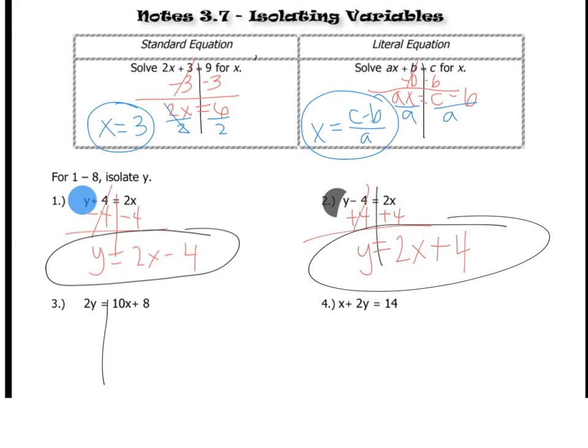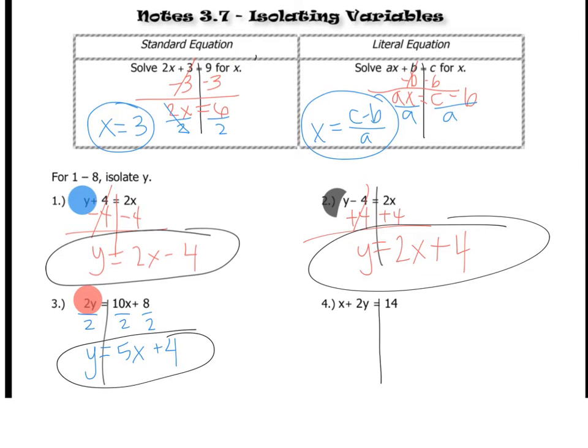Number 3, you'll notice that 2y is by itself on the left-hand side, but y is not isolated. It's being multiplied by 2. So we do the opposite operation, so we divide by 2. This is the part that some people forget to do. Everything gets divided by 2, not just the y. So y now equals 5x plus 4.